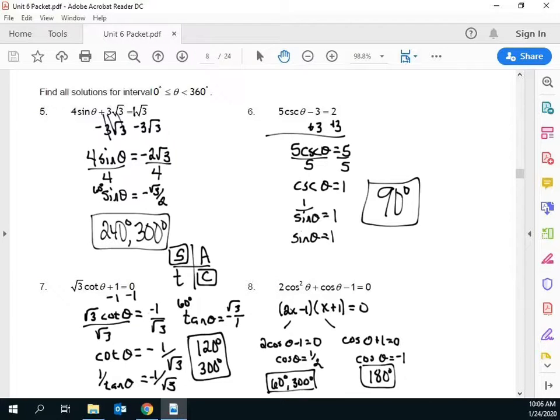No, I did the factoring fine. I'm just struggling with finding the degrees. Oh, gotcha. Okay.